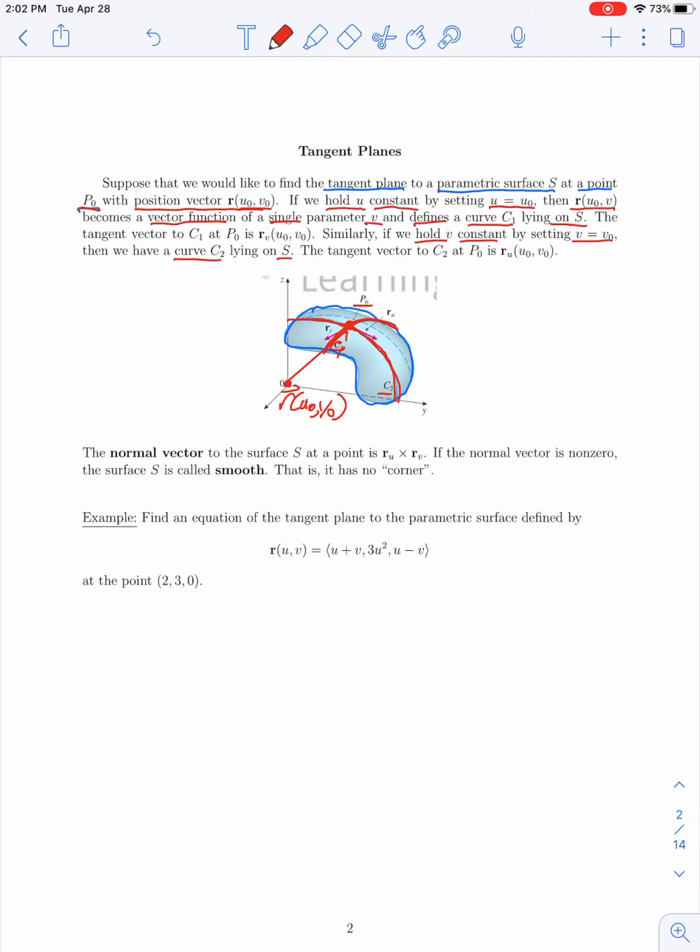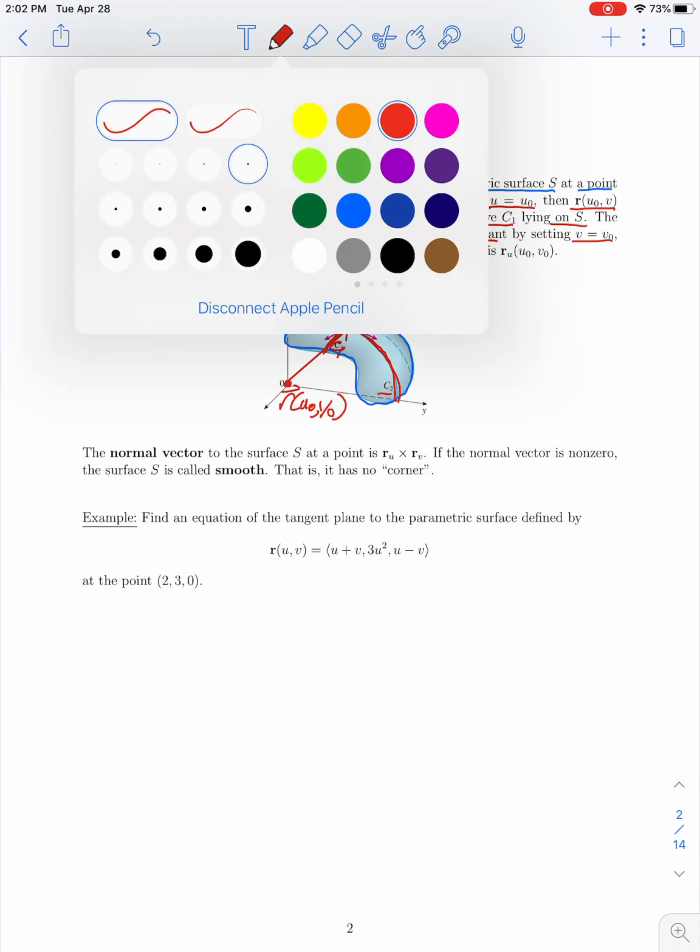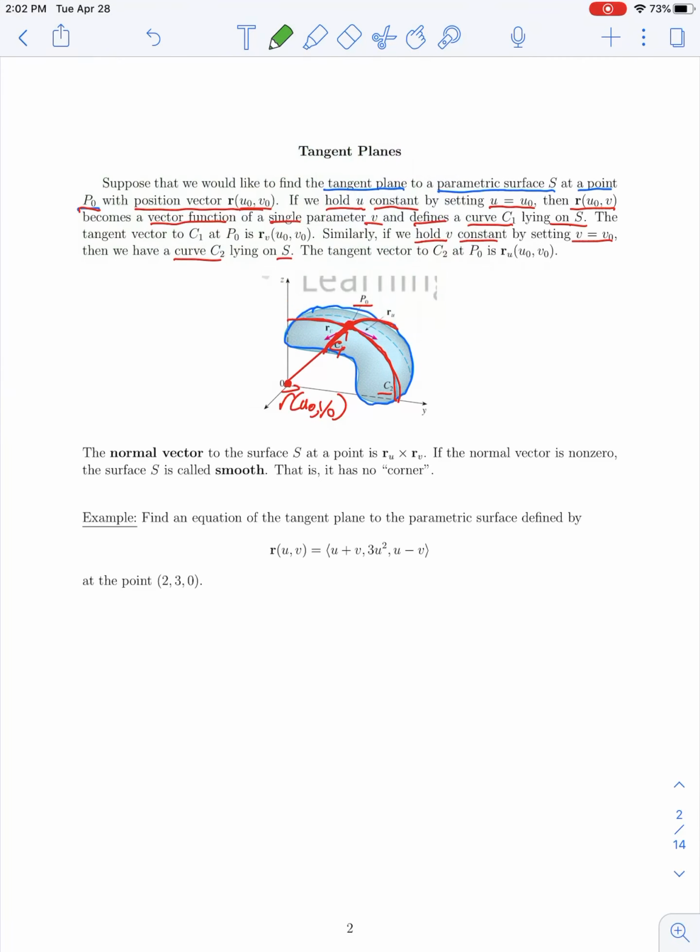So if I want to find a tangent plane to this surface, let's think about what we could do. If I were to take the partial derivative of our vector function r with respect to v at the point u naught v naught, that defines a tangent vector to the curve C1 at the point P naught.